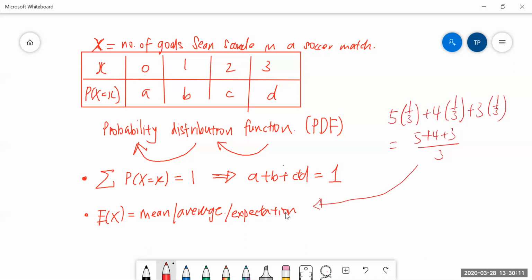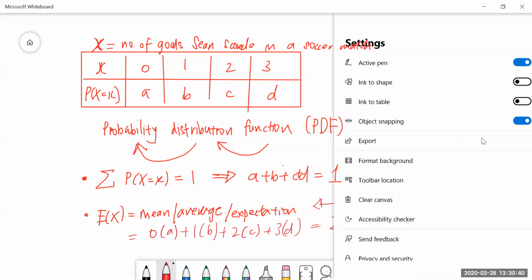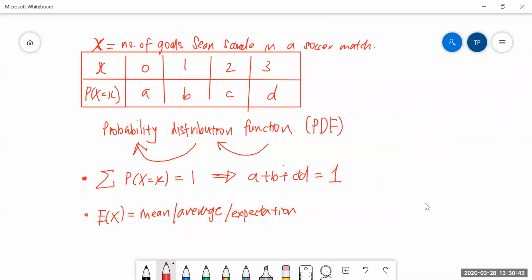or expectation. But right now, at JC level, when we find an expectation, in this case we have to use 0 times A plus 1 times B plus 2 times C plus 3 times D, which is also equivalent to the summation of X times its corresponding probability. Everybody understand? You need to understand this one. Your teacher went through it.